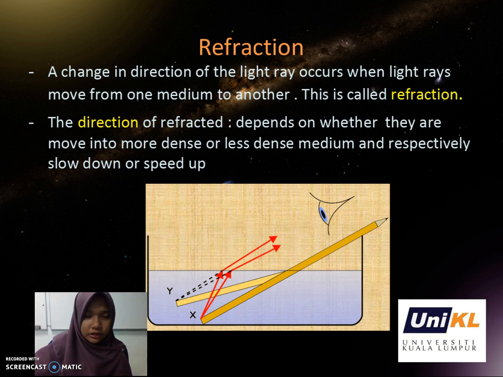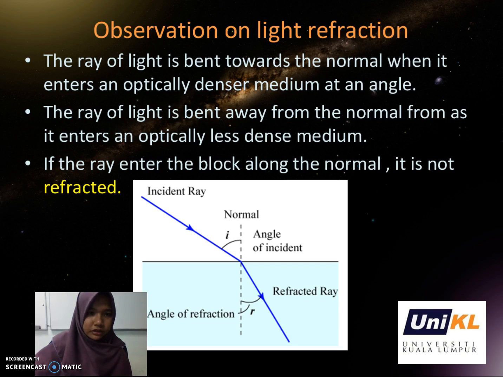Next, refraction. Refraction is a change in direction of a light ray that occurs when a light ray moves from one medium to another. The direction of refraction depends on whether the rays move into a more dense or less dense medium, and respectively slow down or speed up. Observation on light refraction: the ray of light is bent towards the normal when it enters an optically denser medium. The ray of light is bent away from the normal as it enters an optically less dense medium. If the ray enters the block along the normal, it is not refracted.